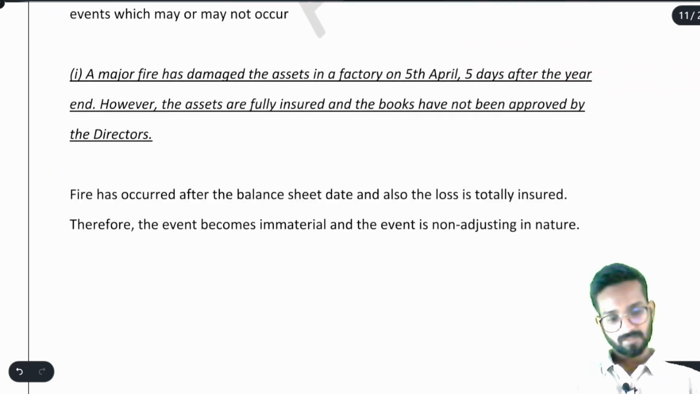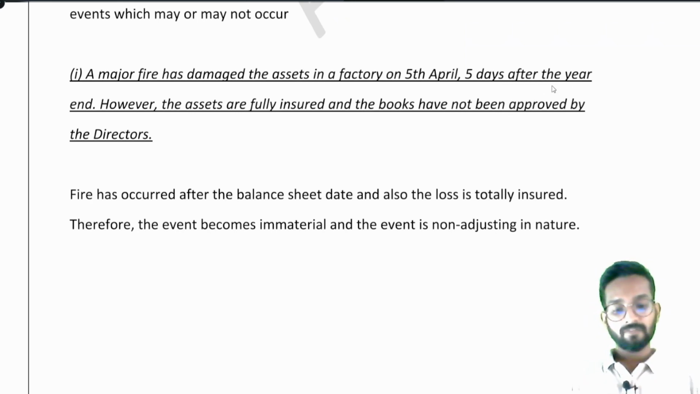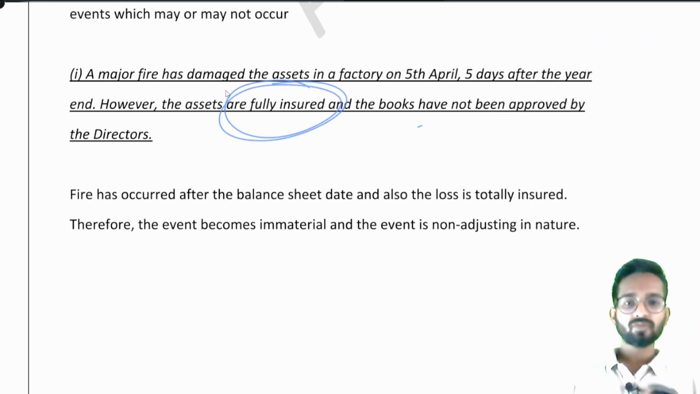What is the first case? A major fire has damaged the assets in a factory on 5th April, 5 days after the year end. However, the assets are fully insured and the books have not been approved. See, when the assets are fully insured, will you say that there has been a material loss? You will say there has been no loss only. Understand this.